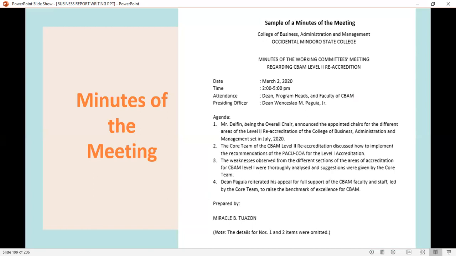So, ayan po. An example, minutes of the working committee's meeting regarding SIBAM Level 2 re-accreditation. So, the date was stated first or written first, time, attendance, who will be the respondents of the meeting, and the presiding officer, who is the one who will lead that meeting.